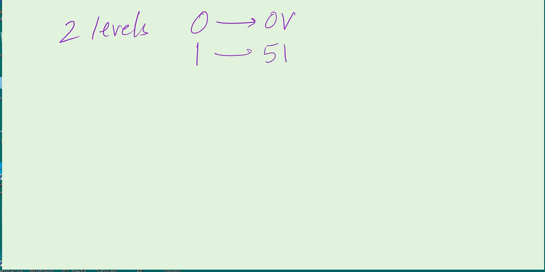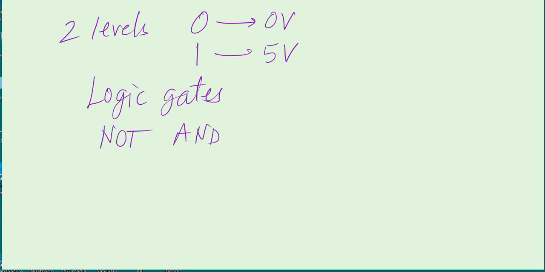In case of digital electronics, there are only two levels of voltages, 0 level and 1 level. 0 level means 0 volts, 1 level means 5 volts. Logic gates are the basic building blocks of digital electronics. There are different types of gates: NOT gate, AND gate, OR gate, NAND gate, NOR gate, XOR gate.